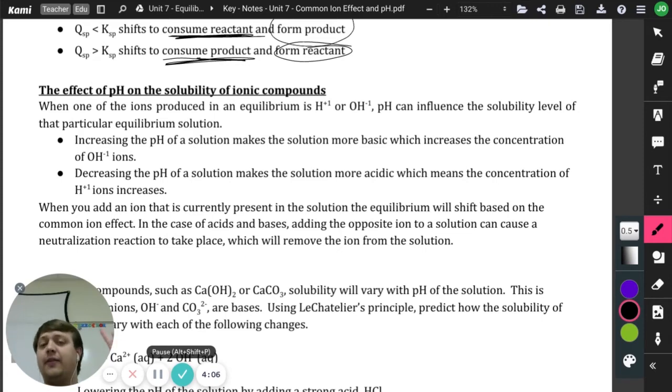So we're going to have to look and see how that's going to affect it, because when you add an ion that is currently present in the solution, we're going to shift based off of our common ion effect, right? And so in the case of acids and bases, adding the opposite ion is going to cause a neutralization reaction to occur. And so we're going to create some water. Now, what's going to happen there is we're going to have to shift to form some more products. Why? Because now we've got some more space for those ions to be produced, which means we're going to shift to that right side, the product side, and we're going to see some more products being formed. So the solubility would be increasing. All right.